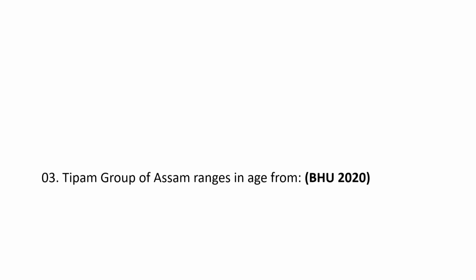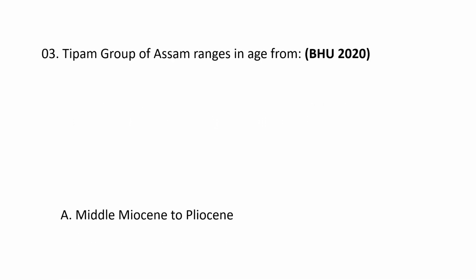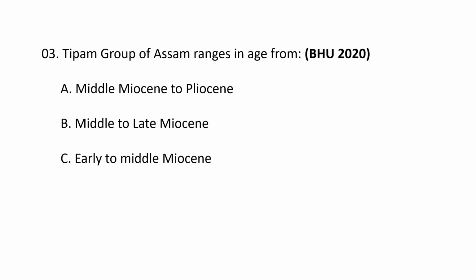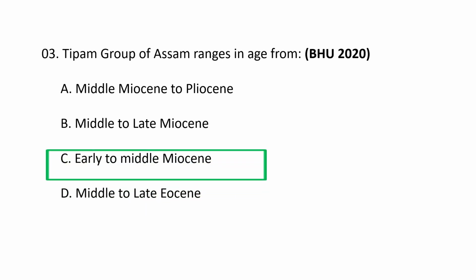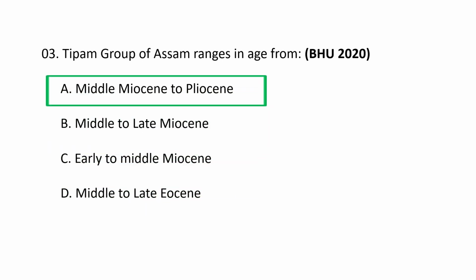Next question. Tipam group of Assam ranges in age from A. Middle Miocene to Pliocene, B. Middle to late Miocene, C. Early to middle Miocene, and D. Middle to late Eocene. Tipam group of Assam ranges in age from middle Miocene to Pliocene epochs. Specifically, it is considered to be of upper Miocene age, and the Tipam group is known to be a fluvial deposit within an intermountain continental basin.